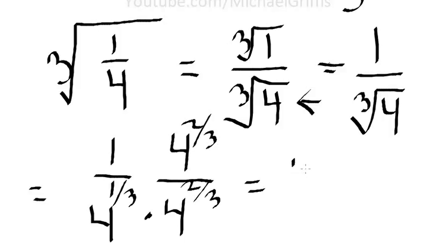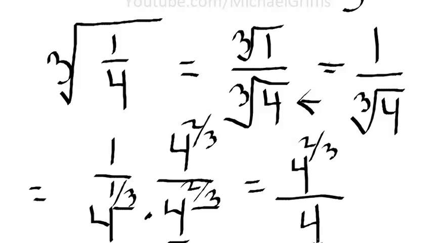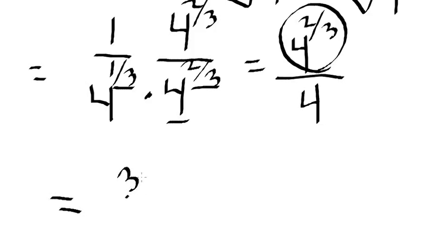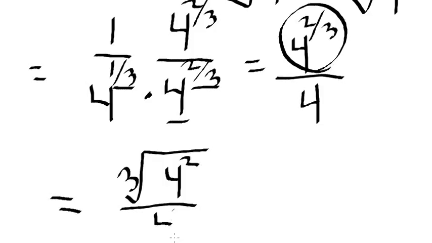So this leaves us with 4 raised to the 2/3 over 4 raised to the 1/3 times 4 raised to the 2/3. Since our bases are the same, we can add the exponents. 1/3 plus 2/3 is 1. So we're just left with 4 down here in the denominator. But let's take a close look at this, because I think we're going to be able to reduce it down. So this is 3 roots of 4 squared over 4.